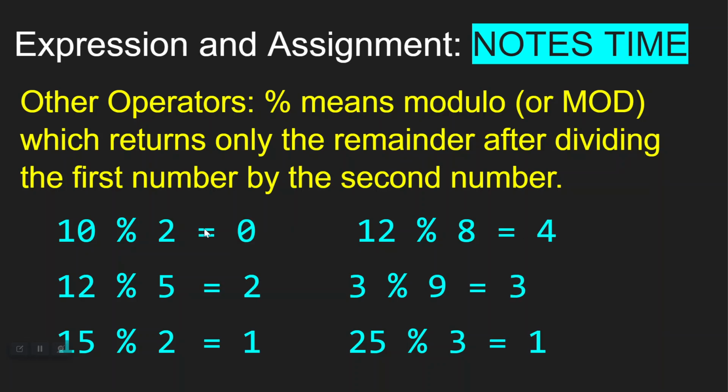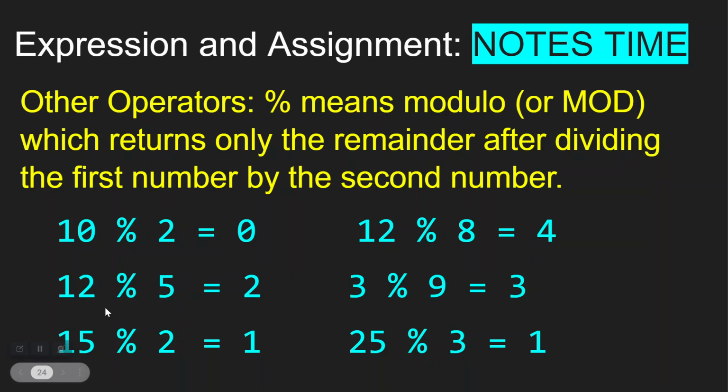All right. 10 mod 2. So what is the remainder when you take 10 and divide it by 2? Obviously, 2 goes into 10 5 times, and the remainder is 0. So 10 mod 2 is equal to 0. All right. What if I divide 12 by 5? All right, well, 5 goes into 12 2 times, and the remainder is 2. So 12 mod 5 is equal to 2.